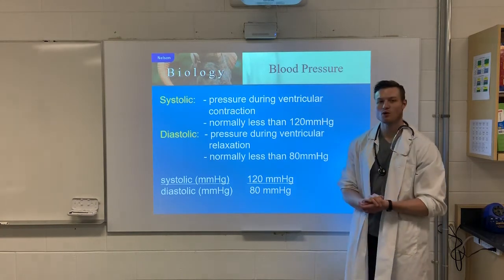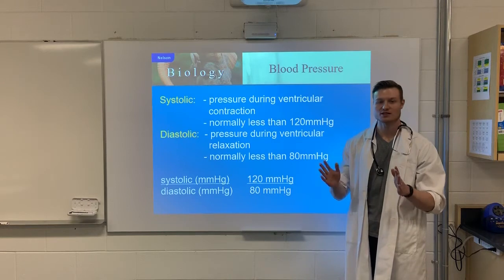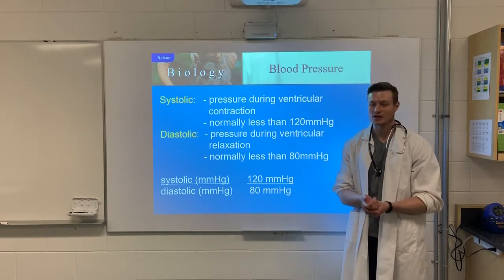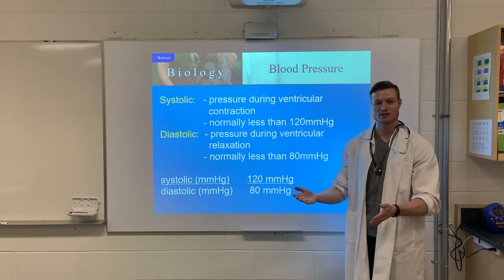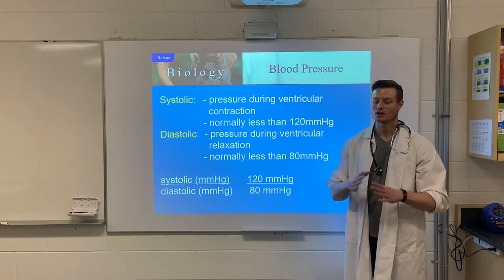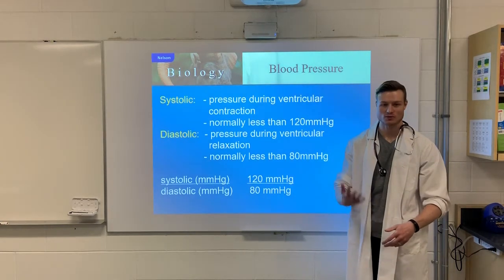Normally, it's about 120 or less, so you're shooting for about 120. Obviously, things can change in terms of blood pressure. Some people naturally have higher blood pressure, just genetically. Diet and exercise can play a role. Age can play a role. Stress too. A lot of different factors can play a role in your blood pressure.